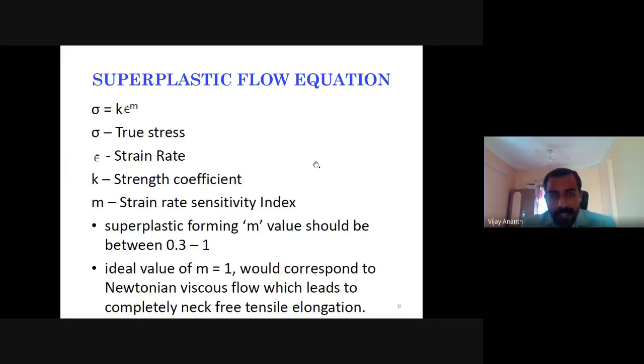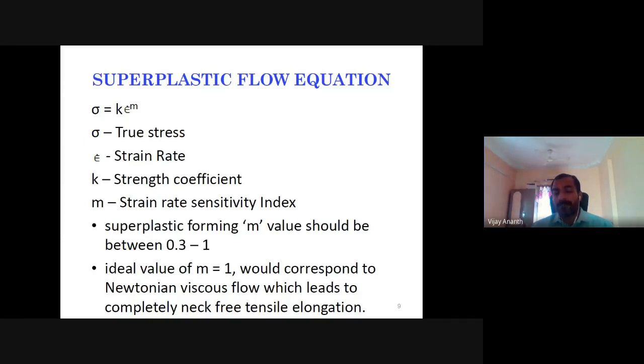The superplastic forming equation is sigma equals k epsilon dot power m. Sigma is the true stress, epsilon dot is the strain rate, k is the strength coefficient, and m is the strain rate sensitivity index. The strain rate sensitivity index plays an important role in superplastic forming. It is a main requirement. A material should have a minimum m value of 0.3, and the maximum value is 1.